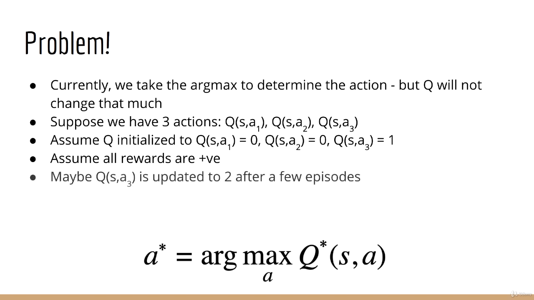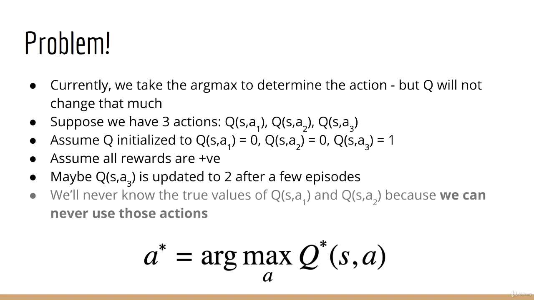During the process of playing the game, maybe Q of S,A3 gets updated to a value of 2. We will now always choose action 3 because that gives us the best Q value out of the 3 possible actions. The problem is we don't know the true values of Q of S,A1 and Q of S,A2 because we never collected data from performing those actions. How do we know the values of the other actions if we have never actually performed those actions? In fact, we don't know those values at all. We just happen to initialize them to 0. Because of that, there is no way for us to confidently choose the right action.